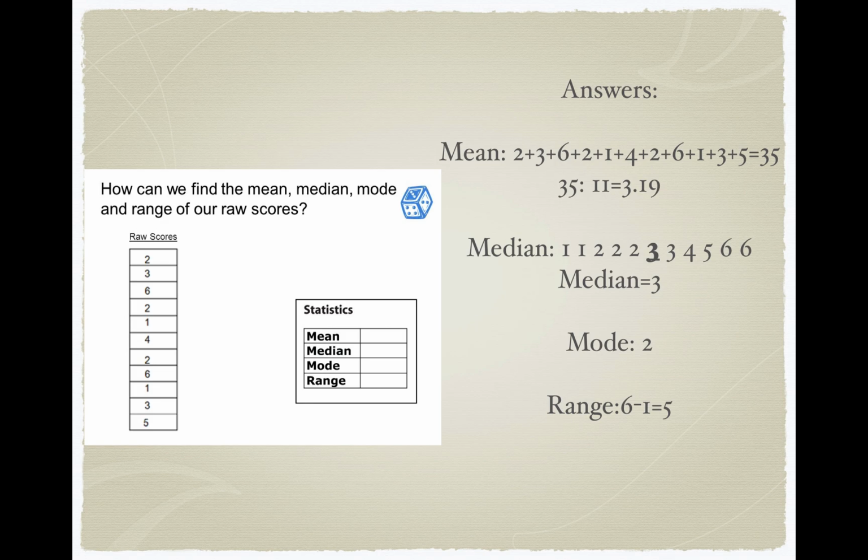Now, what we need to do is add all of these numbers and divide it by the amount of numbers, so we get 3.19. Then we arrange these numbers from smallest to biggest, and we get median 3. Mode is 2, and range is 6 minus 1, which is 5.